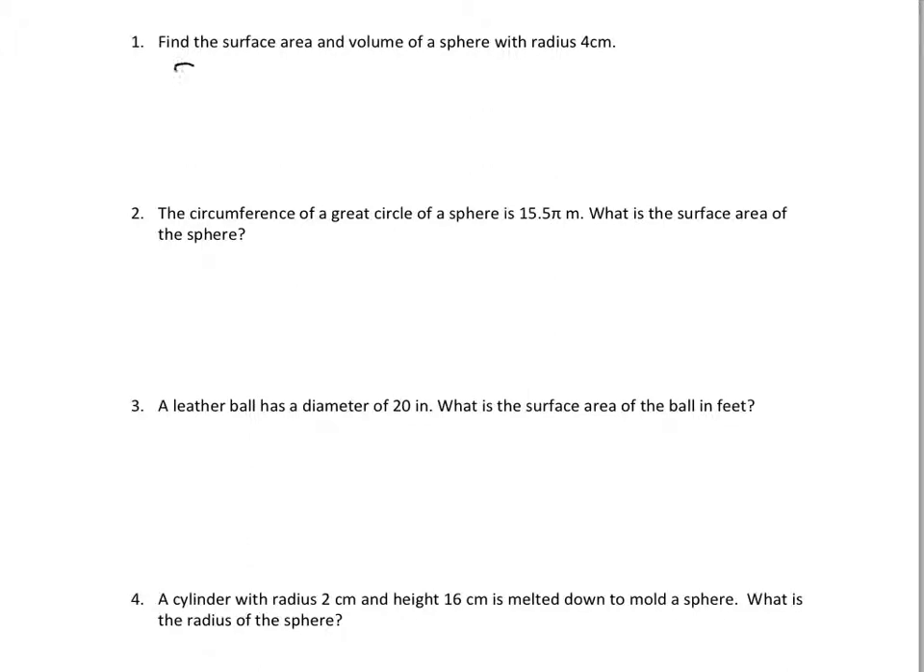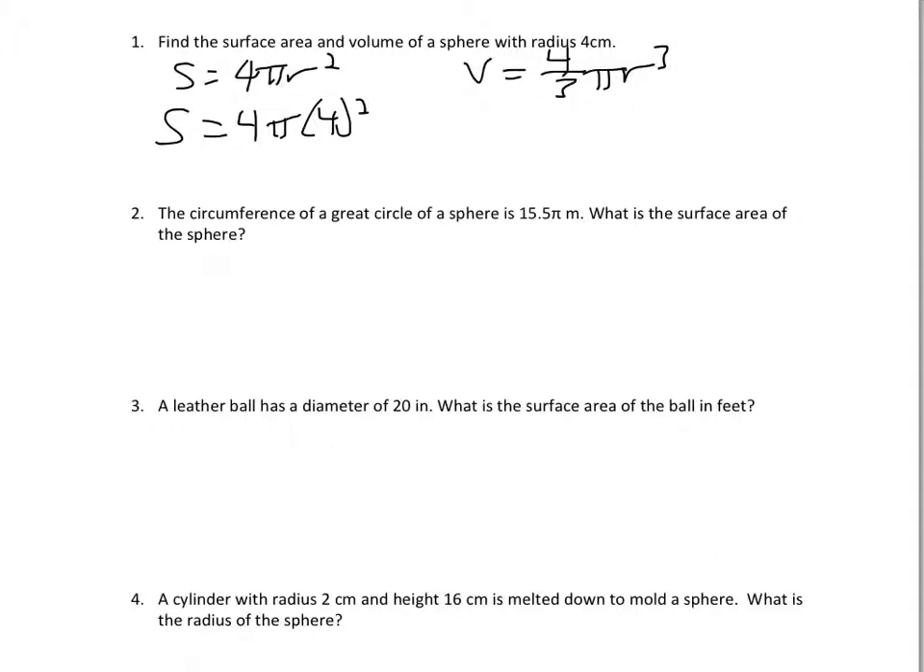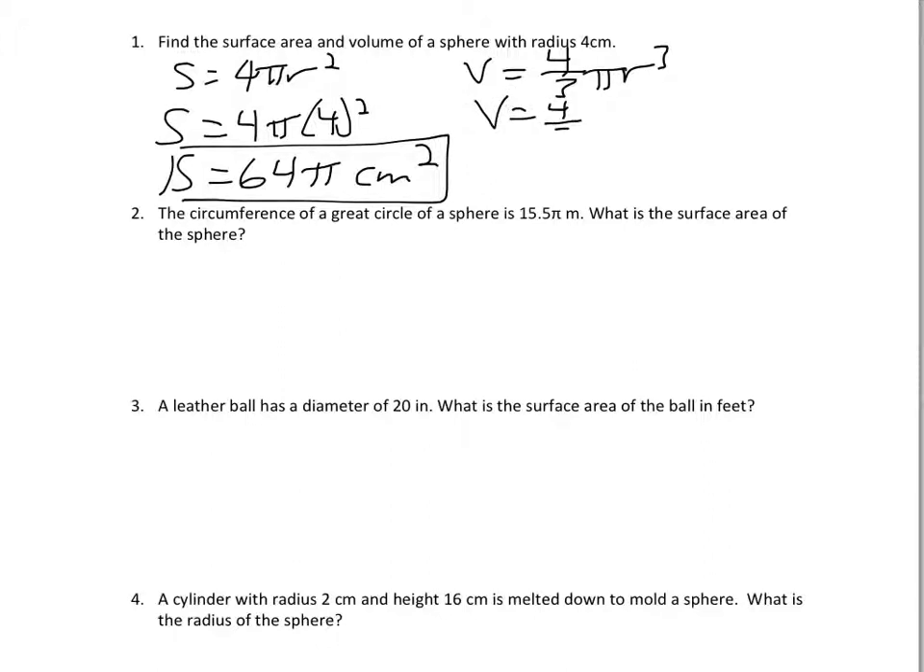All right, we're gonna use the surface area equation, 4 pi r squared, and the volume, 4 thirds pi r cubed. Okay, so for the surface area, we've got 4 pi times 4 squared. Well, 4 squared is 16. 16 times 4 is 64. So S equals 64 pi square centimeters. Leave pi in your answer. Always. Always.